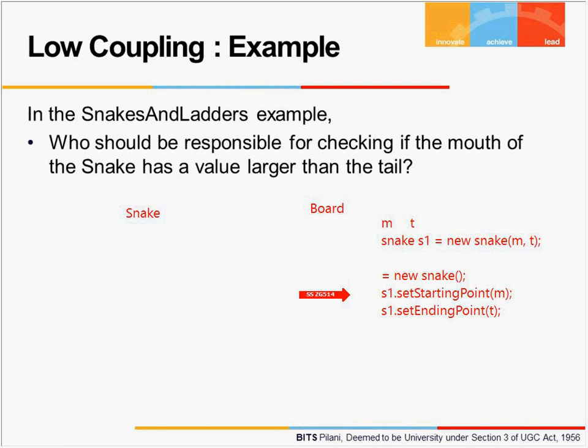This particular solution would definitely increase the cohesion of the snake class. The snake class itself would be checking whether my starting points and ending points are correctly placed or not. And with this kind of solution, you would be easily able to pick up the snake object and put it anywhere else. It will check that the starting point and the ending point are matching with each other or not.